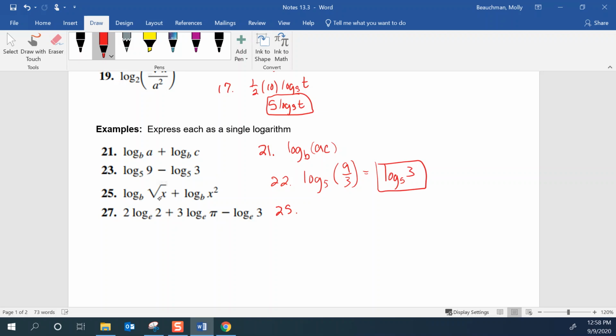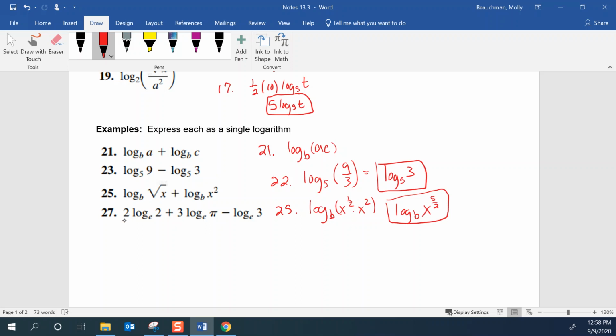Next, we have log base b square root of x plus log base b x squared. We're adding. So to combine those, we're going to multiply. Square root of x is x to the 1/2 times x squared. And now what we can do is, since we're taking x to the 1/2 times x squared, we can add the powers. That's log base b of x to the power of 1/2 plus 2 is 2.5. As an improper fraction, that's x to the 5/2.